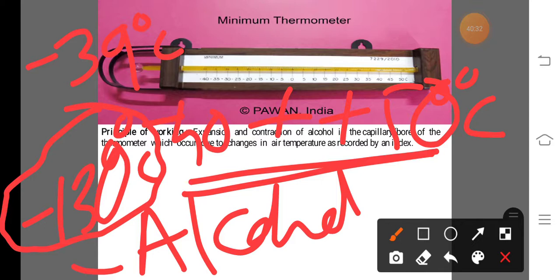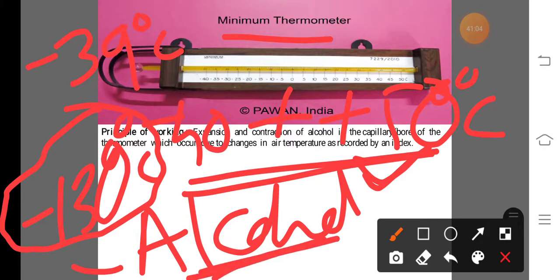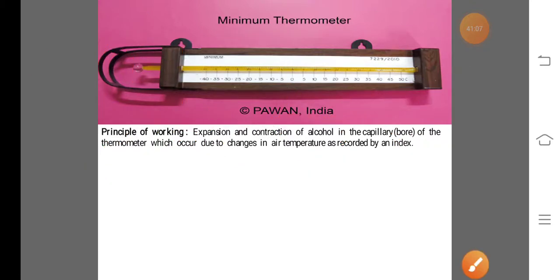degree Celsius. So this is also important for the objective purpose in any competitive exam or mostly for the semester end practical exam. The freezing point of mercury is minus 39 and of alcohol minus 130 degree Celsius. Also a question may be asked like that, the content of the minimum thermometer. The content of the minimum thermometer is alcohol. So like that, these are the different characteristics of the minimum thermometer.